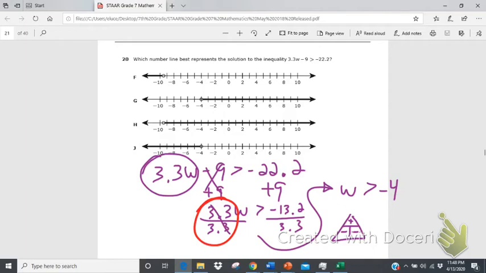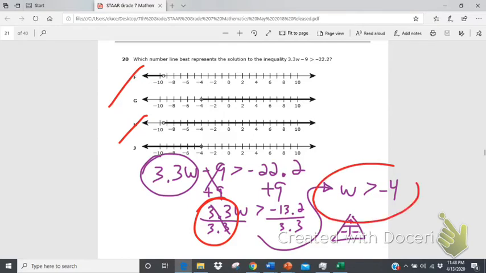It stays the same. So the way you read this here is W is greater than negative 4. It is not equal to it. It is only greater than. So it cannot be any solid circles, which here we don't have any. But negative 4, so we can eliminate letter F and letter H. Now we're between G and J.